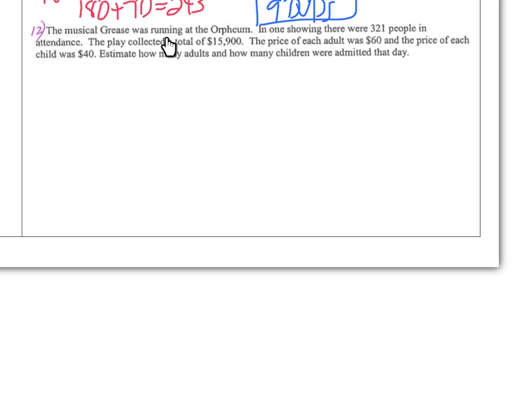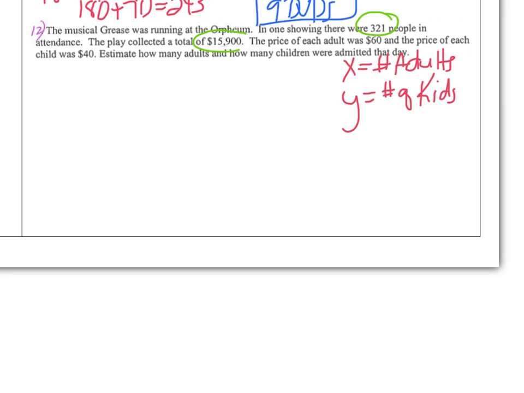Here the musical Grease was running at the Orpheum. At one showing, there were 321 people in attendance, and the play collected a total of $15,900. The price for adult tickets was $60, and the price of child tickets was $40. Estimate how many adults and how many children were in attendance. So let's do x and y. x is going to be the number of adults, and let's have y be the number of kids. And the two things we're dealing with here are how many people were in total and how much money they made.